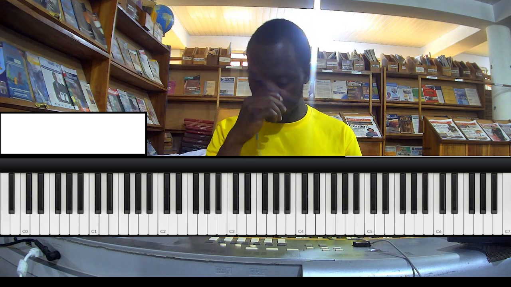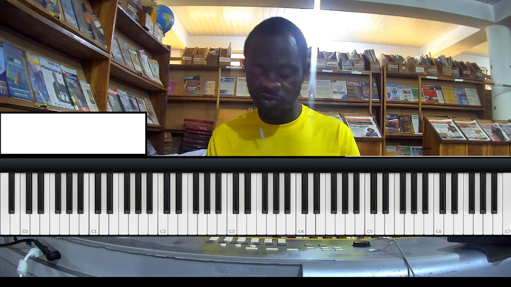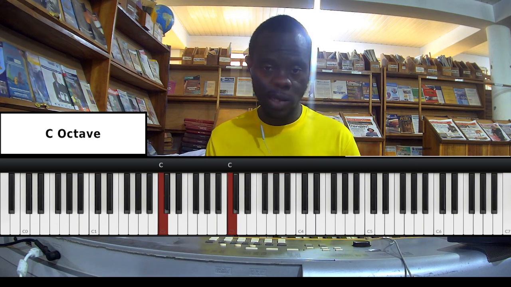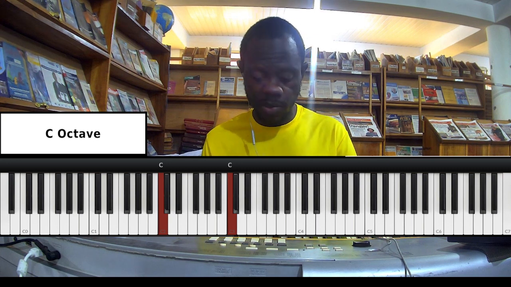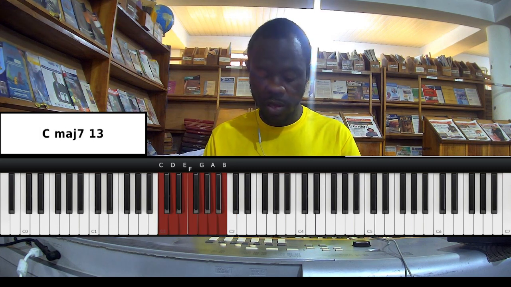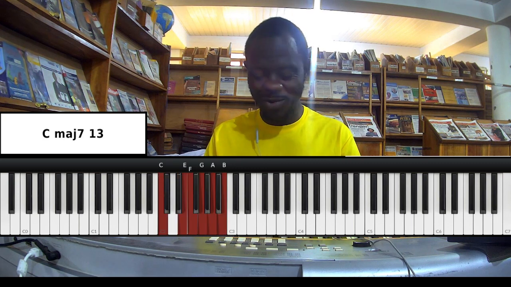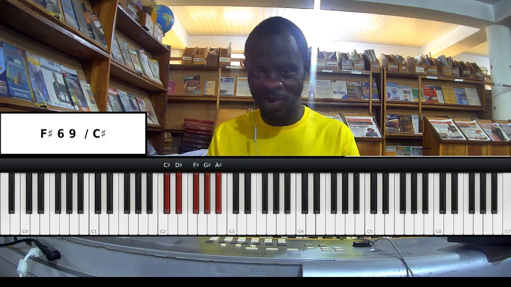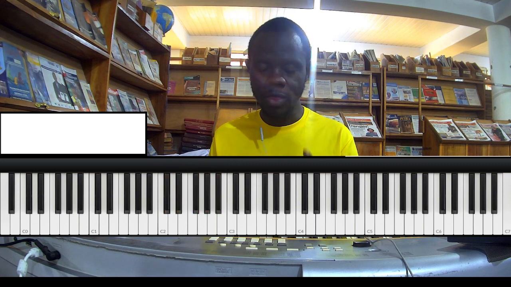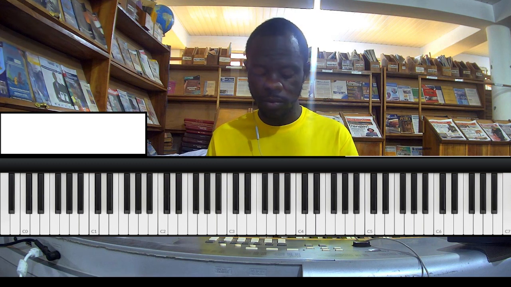Imagine we have 12 physical keys. This and this are the same. If I'm supposed to count the black and everything, you have 7 white keys and then 5 black keys. All of them have names.